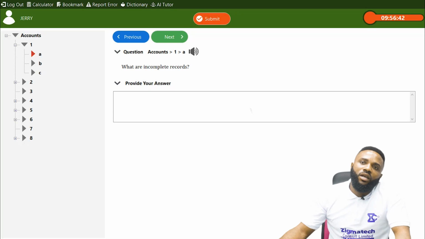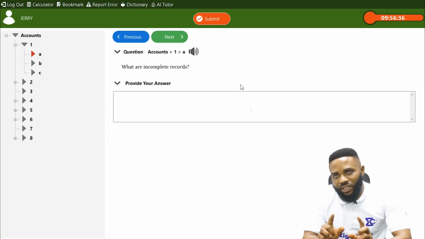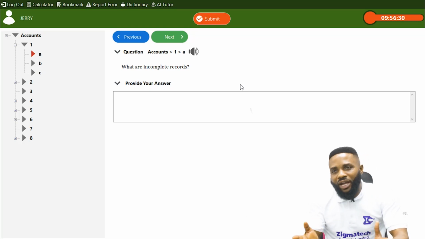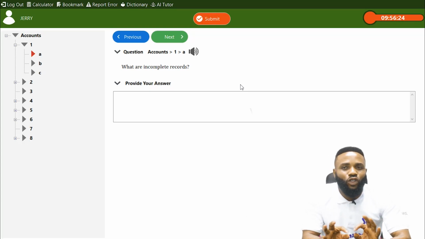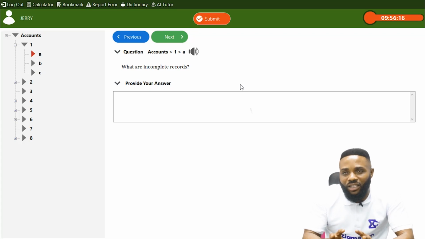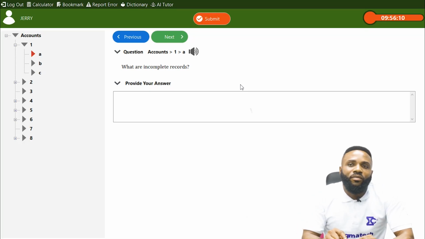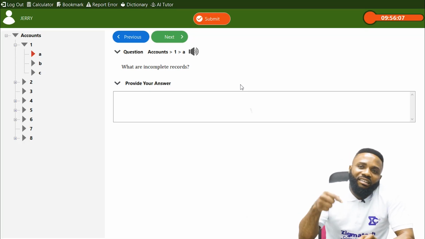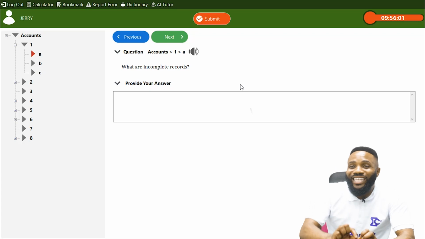Now, question 1 says, what are incomplete records? You can see that the statement is not singular. First of all, when you hear the word incomplete, it means that the records are not complete, that certain fundamental information is hidden or not there. When you see that a record is not complete, there is some fundamental information that you cannot find in that record. That is why they call it incomplete record.